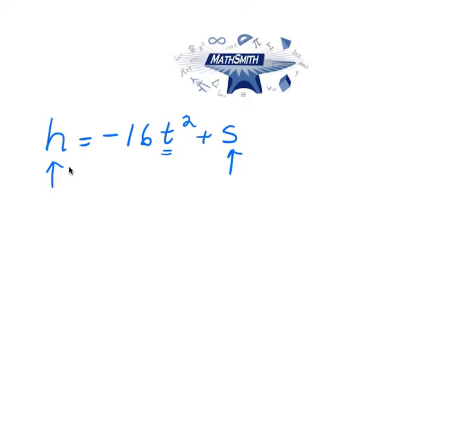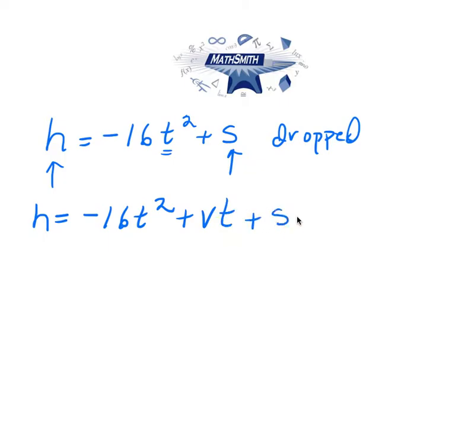Now they're going to change it to when an object is thrown. So this is a dropped object. And so thrown, like we're on the ground, throwing a ball up in the air, and it's going to travel up, stop, and then travel down. And so that's this new equation: h equals negative 16t squared plus vt plus s. Just wait, they're going to tell us what all these are.